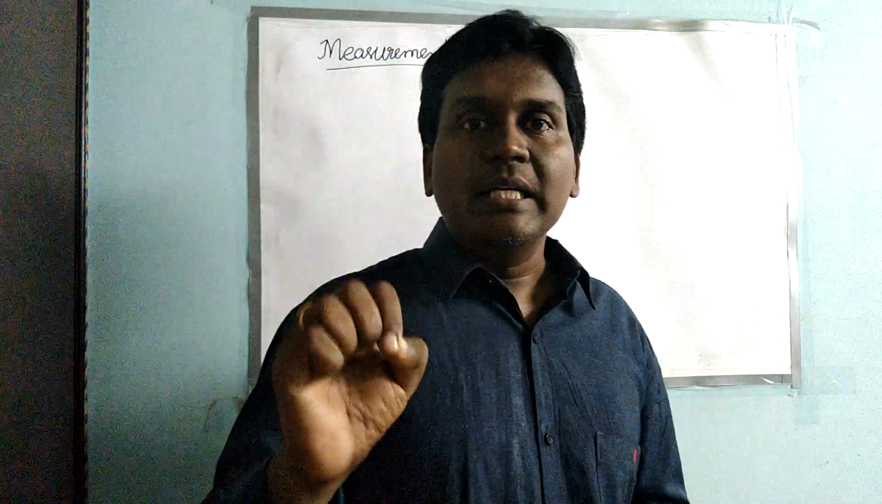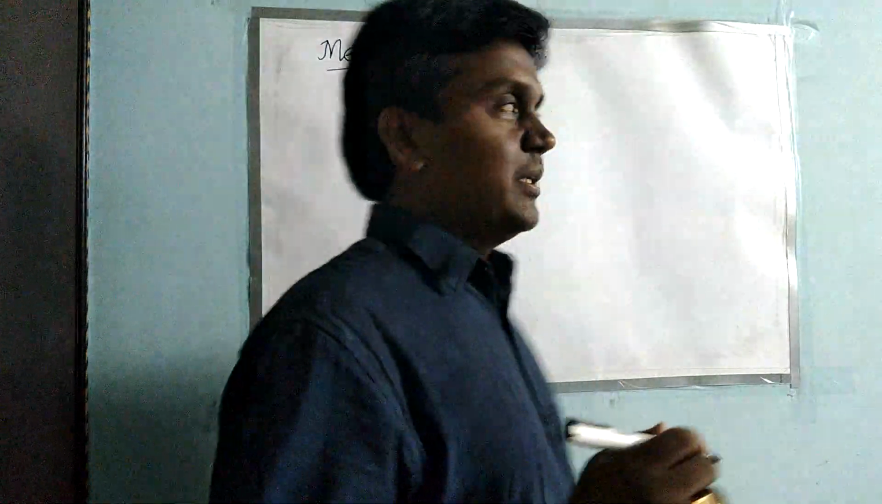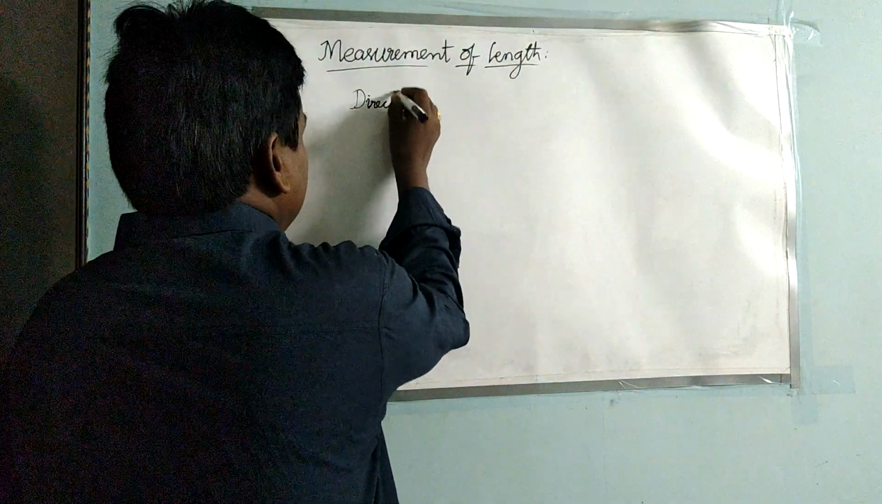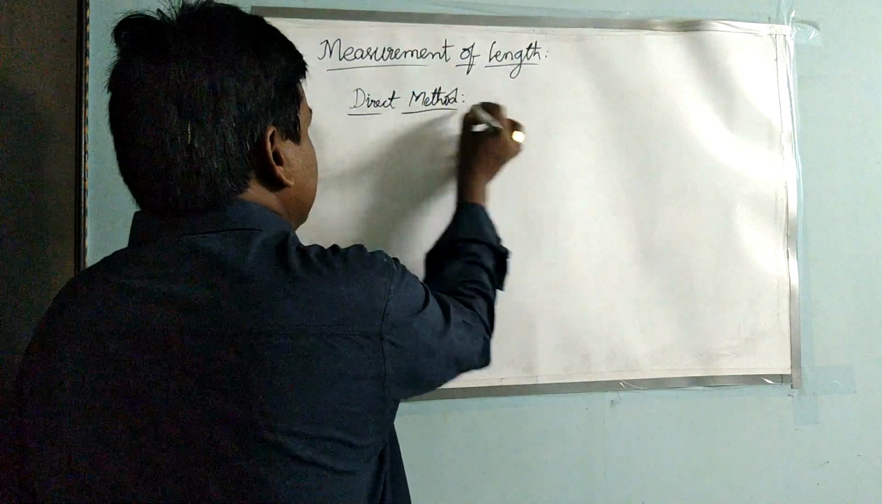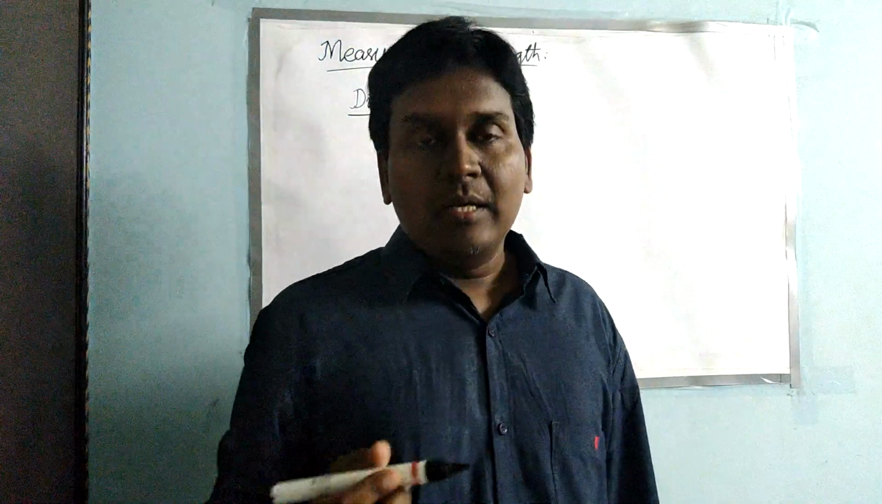If two endpoints are reachable to us, we can go for the direct method. If one point is reachable and the other one is not reachable to us, then we have to go for the indirect method. So first let us consider the direct method. In this direct method, we can measure the length of an object.